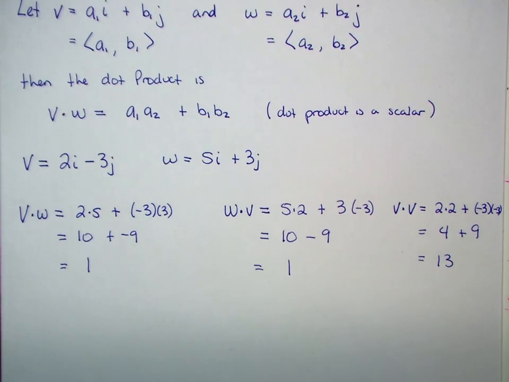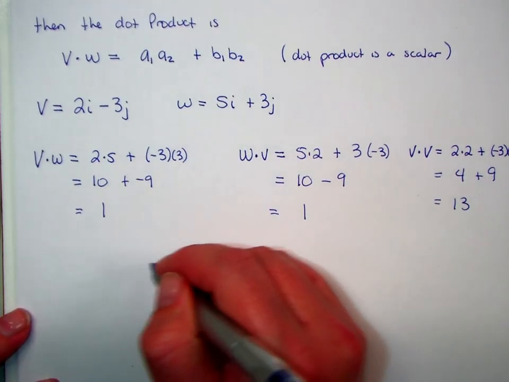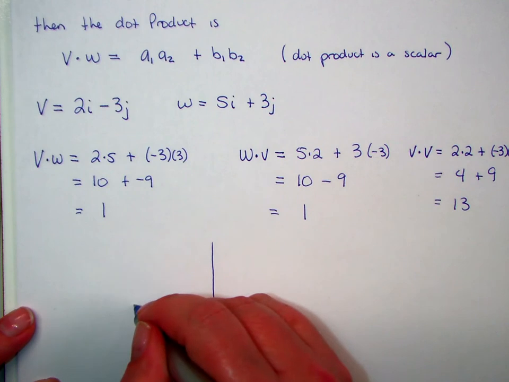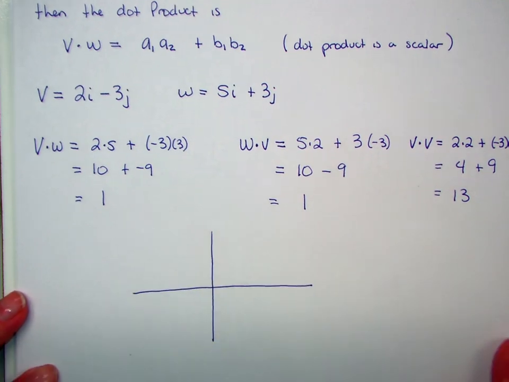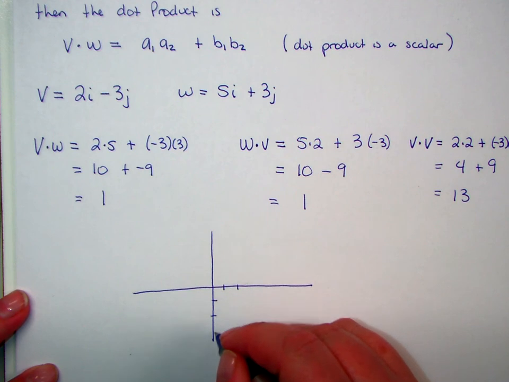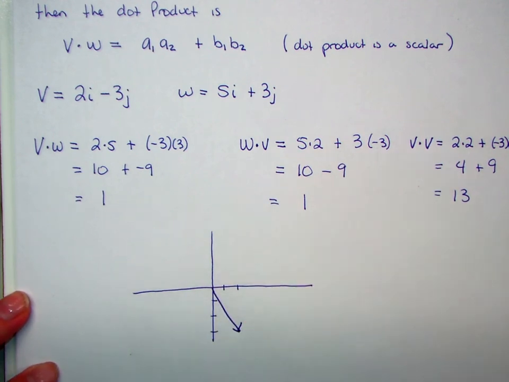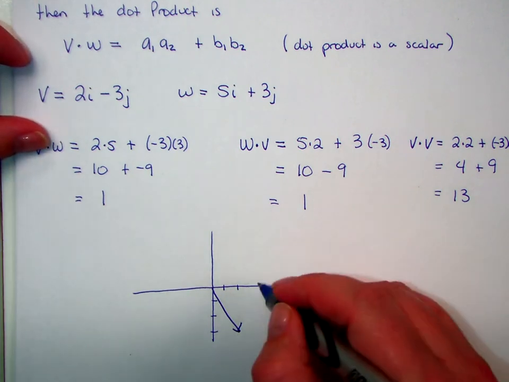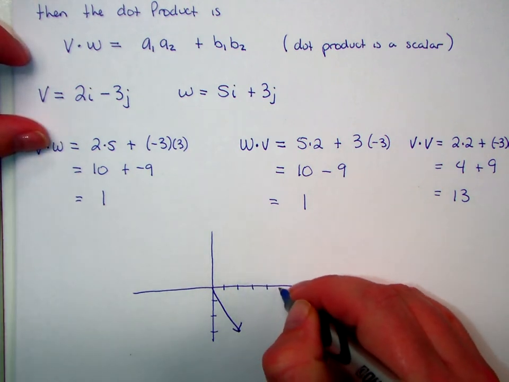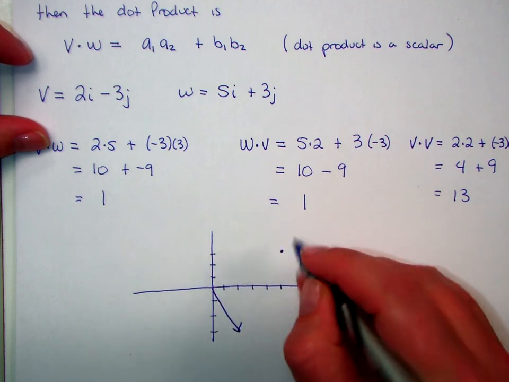So what does a dot product represent? I'm going to graph these vectors, not the dot products. So vector v is to the right 2 and down 3. So here's the head of the vector. Okay, so here's the vector v. Now, w is to the right 5 and up 3. Here's w.